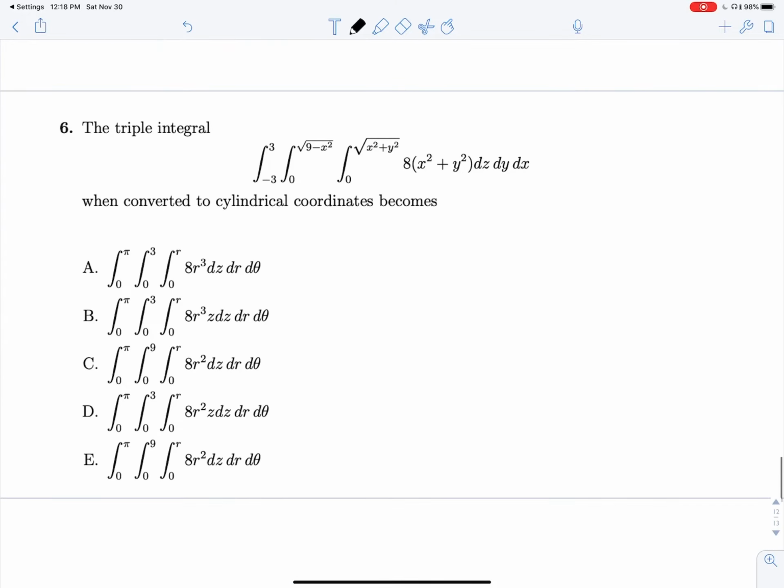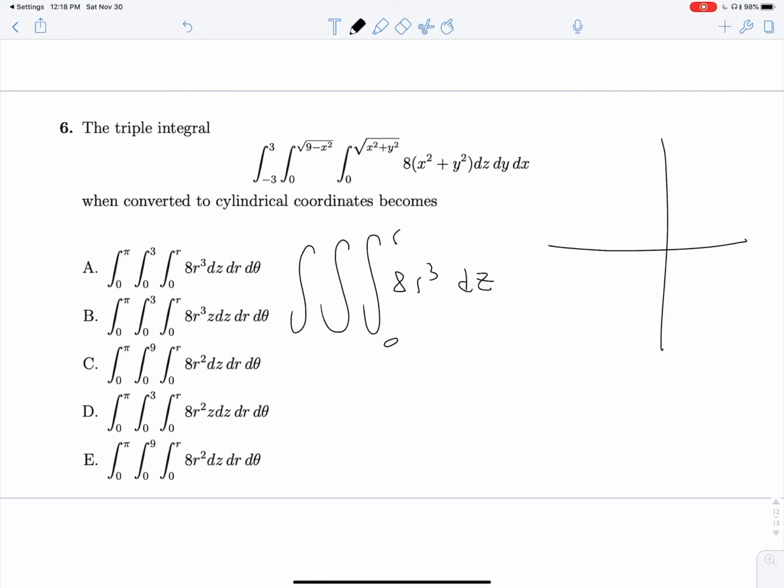Wow, this is the last question that I have to do. I probably will do more, but this feels very weird to me. We're converting this into cylindrical coordinates, and let's try to do it nice and fast. So our integrand is going to become 8r cubed dz. Our bounds on z are 0 and r.